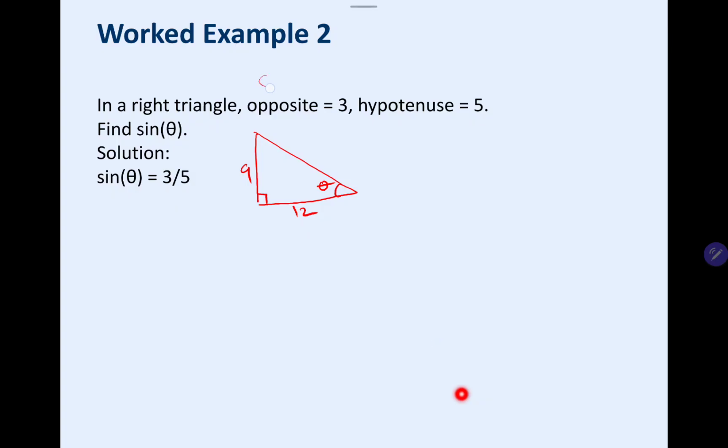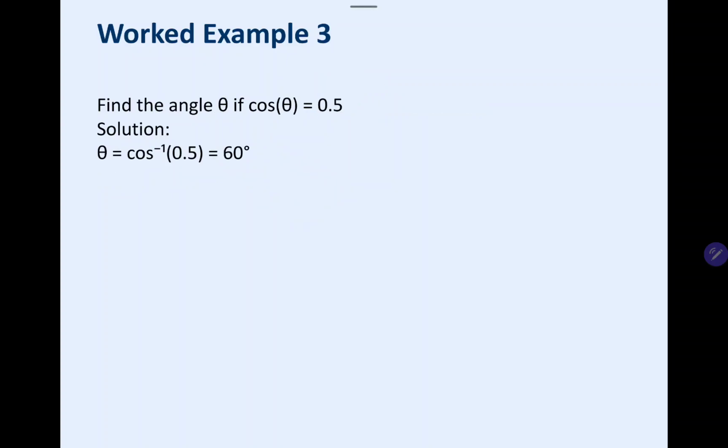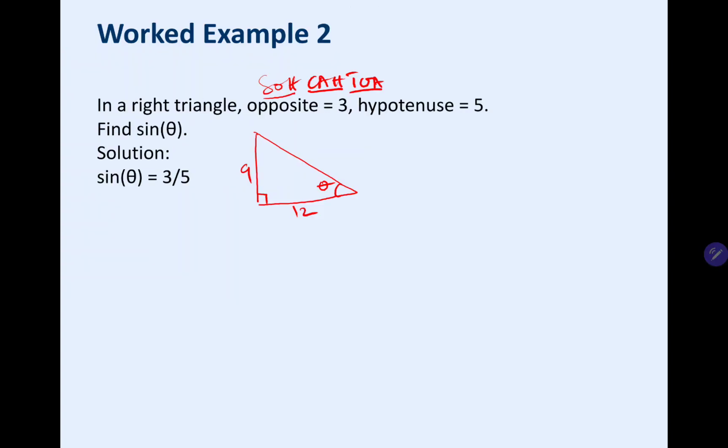So what we do, remember SOHCAHTOA: sine is equal to opposite over hypotenuse, the cosine is equal to the adjacent side over hypotenuse, and tan theta is the same thing as the opposite side over the adjacent side. So we start by looking for the missing side in this triangle using the Pythagorean theorem, which is a squared plus b squared is equal to c squared. Remember, c is the longest side.